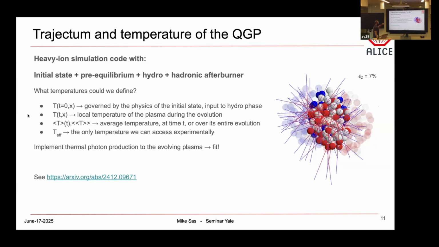So you could define a temperature at time equals 0. This is just whenever your ions overlap and you create your initial state, you can have a temperature at time equals 0, and it could be space dependent, right? Anywhere within this first thing. And this is governed by the physics of the initial state, and this is also what you put into your hydrodynamics.